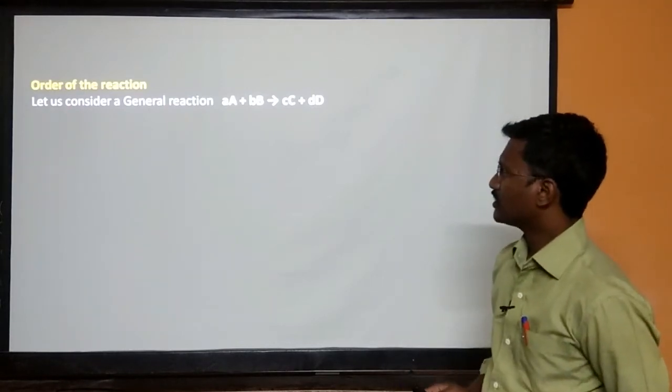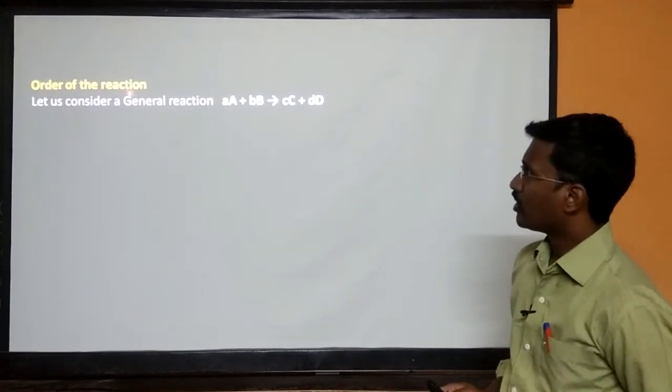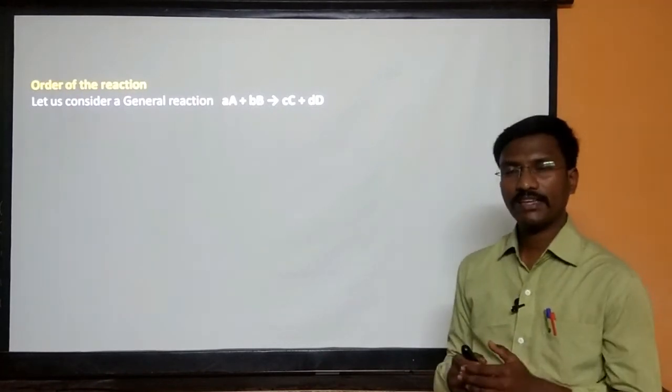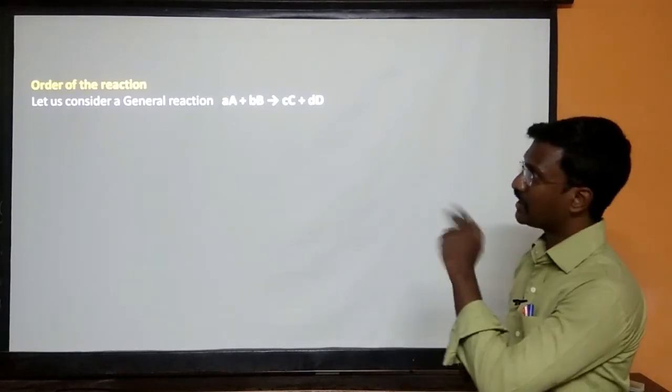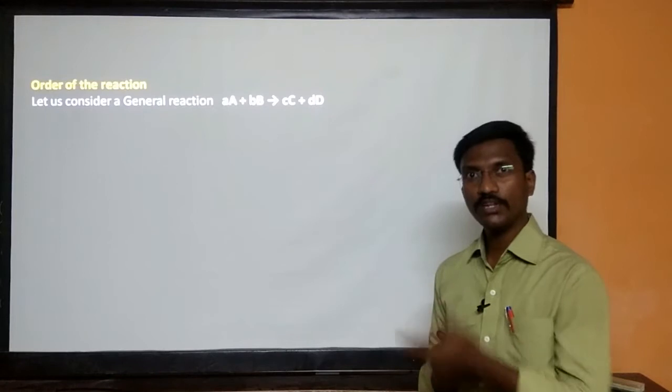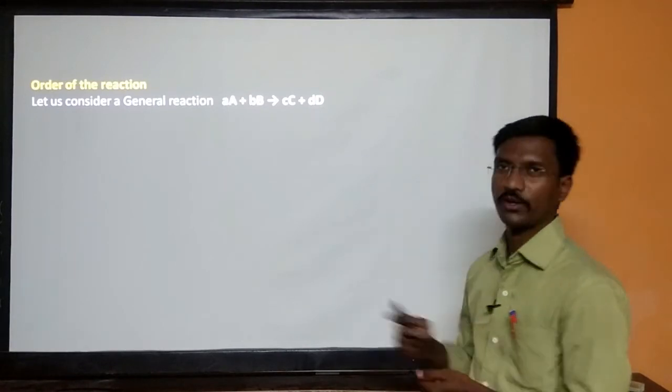Order of the reaction is nothing but we can write the order of the reaction theoretically by seeing any of the reaction, it is possible to write, but it is interrelated to the rate expression. We will come to the next one.